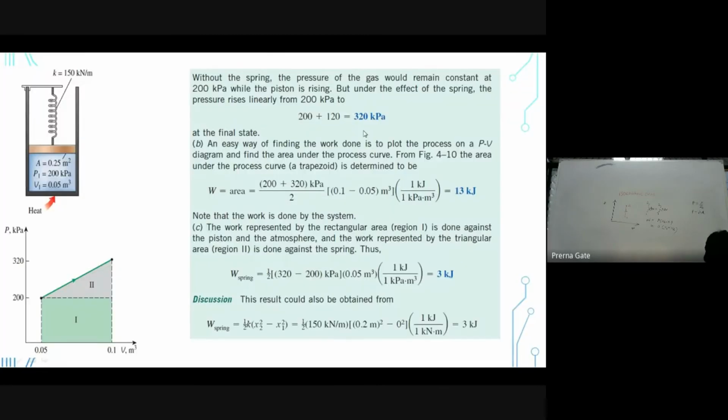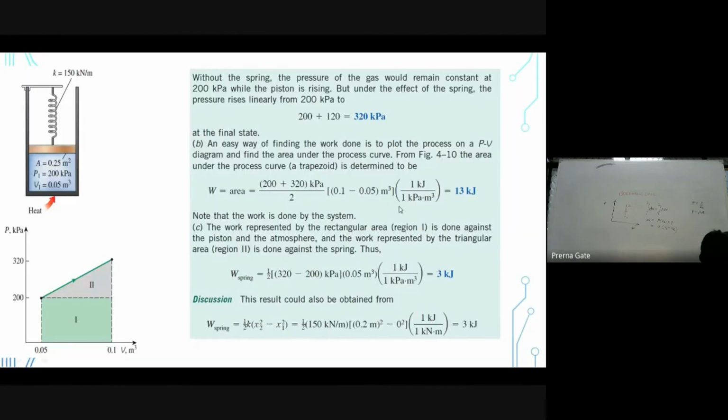Now the second thing was to find out the work done. You can find it easily by the area under the curve, that is a trapezoid, and all the parameters are given. This is the work done by the system, as it is positive. Now you have to determine the work done by the spring. Obviously you can determine it from this triangle, and it came out to be 3 kilojoule. So in this way you can calculate all the findings.